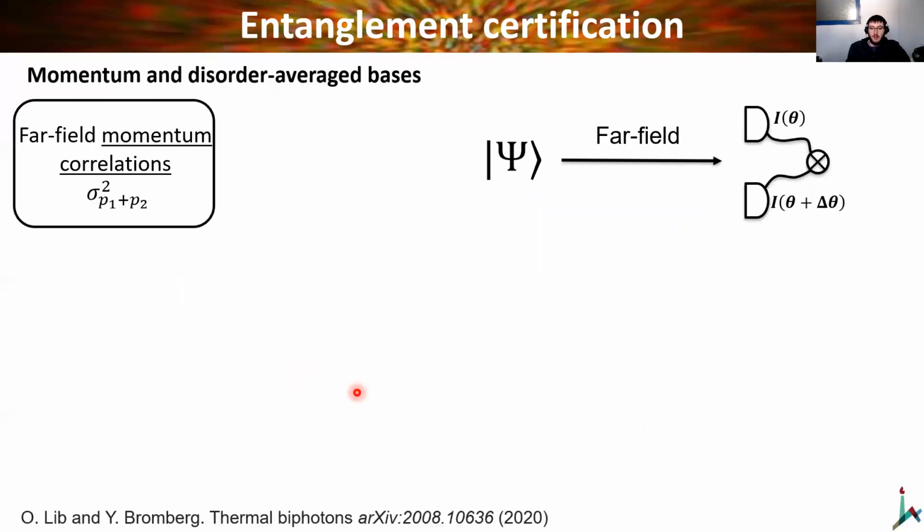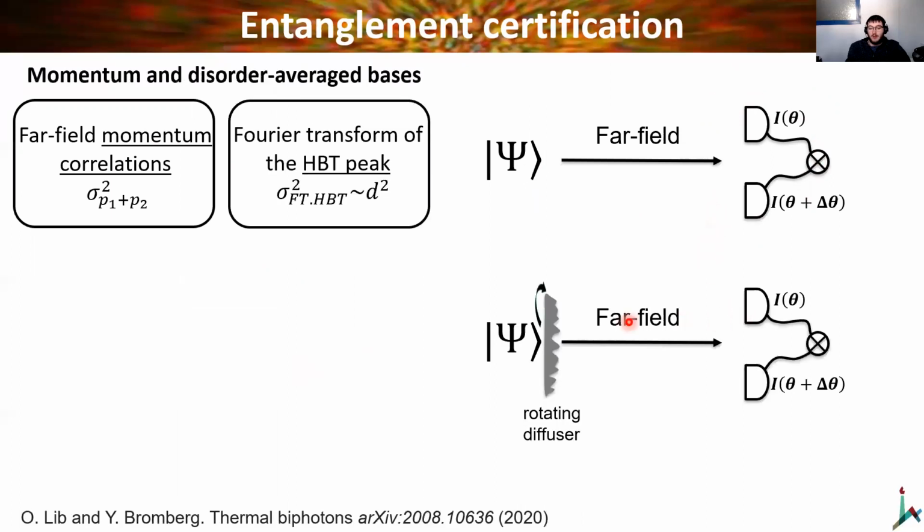Thermal biphotons actually allow us to do something else. We will still measure the momentum correlations in the far field, but now instead of a near field measurement of the correlations, we put a rotating diffuser in the near field, so that we replace the near field measurement basis with a disordered average basis in which we rotate a diffuser. In this disordered average basis, we know that we will get the HBT effect. And as we have shown before, the width of the HBT effect is determined by the near field correlations in our state.